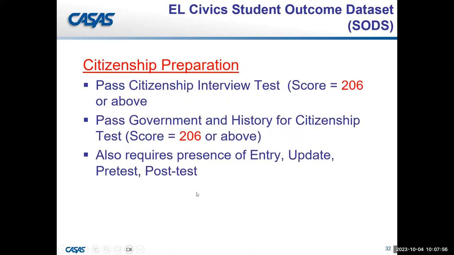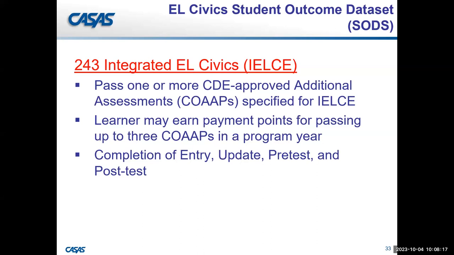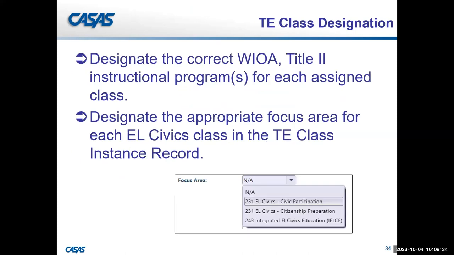For SIT prep, we use CASAS assessments, not COAPS, specifically citizenship interview and government and history. If the student passes one or both of those, they can get SIT prep payment points. SIT prep requires that same complete outcome data set: entry, update, pretest, post-test. For 243, we're using additional assessments just like we are for Civ Part. We're just operating from a smaller list. The max for ILCE is 3, just like civic participation. It has that same requirement for complete outcome data set.